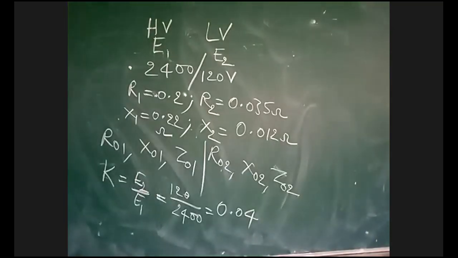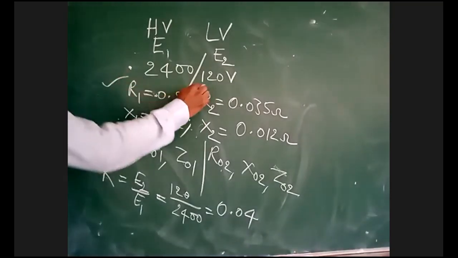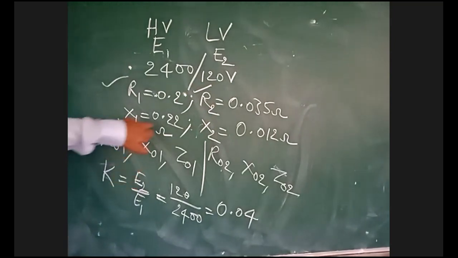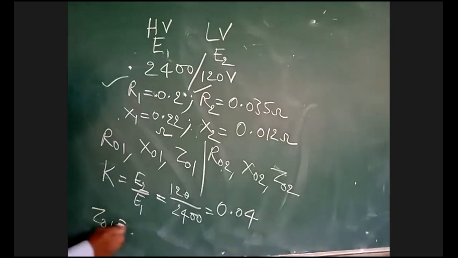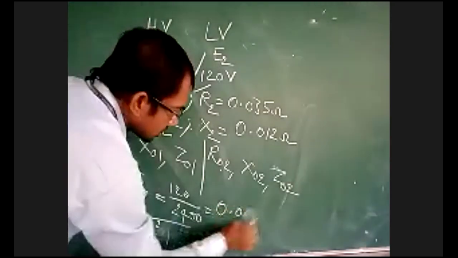Once we know the K value, we know the formulas for R01. What is the formula for R01? R01 is equal to R1 plus R2 by K square. We know R1 and R2 and the K value, so we can determine R01. Similarly, X01 is equal to X1 plus X2 by K square. Then Z01 is the square root of the sum of squares of R01 and X01.